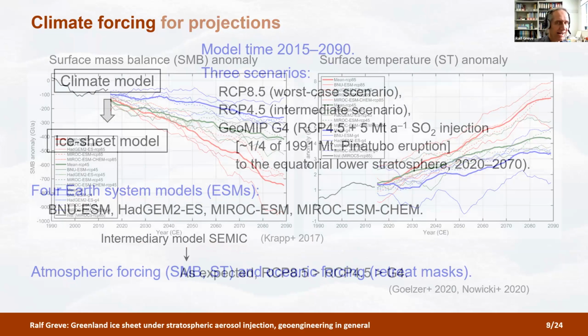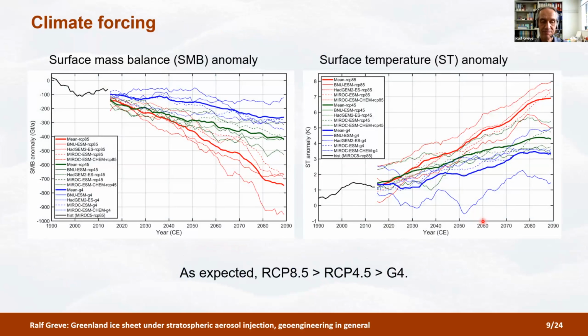So this is how the resulting climate forcing looks like. I'm only showing the atmospheric forcing here. These retreat masks are a bit difficult to visualize, but of course they are also important. So this is the surface mass balance anomaly, relative to 1961 to 1990 climate, where the Greenland ice sheet was believed to have been approximately in balance.